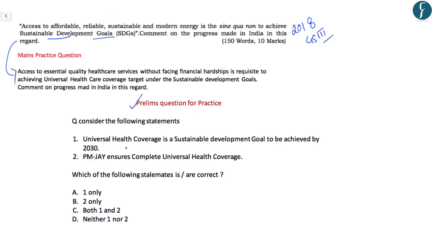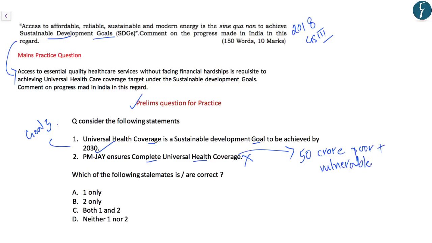The first statement reads, universal health coverage is a sustainable development goal to be achieved by 2030. This is right. It is goal number 3 to achieve universal health coverage by 2030. Second, PMJ ensures complete universal health coverage. This is wrong. We had just discussed that PMJ, though a health coverage scheme, is only available for 50 crore poor and vulnerable people. Thus, PMJ is not universal in nature because it does not cover each and every citizen of our country. Hence, the right answer becomes A, one only.